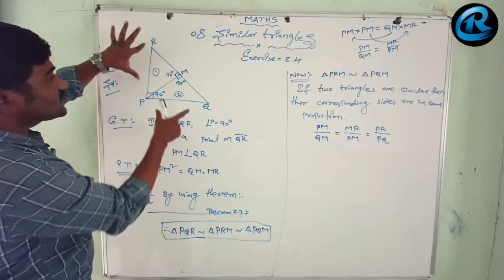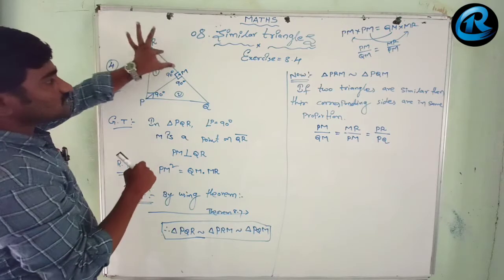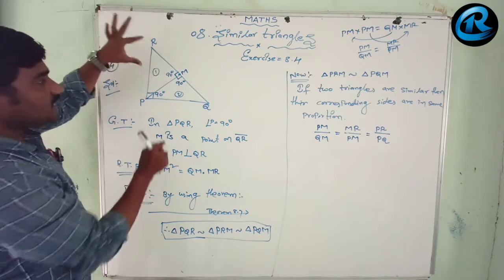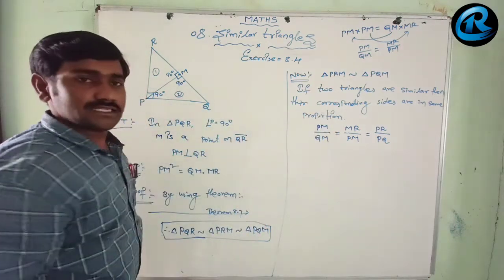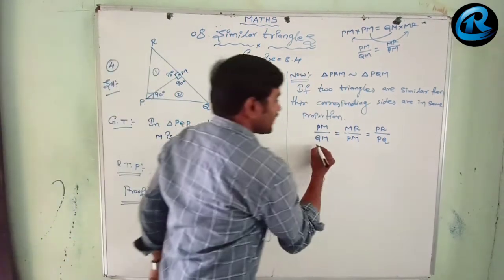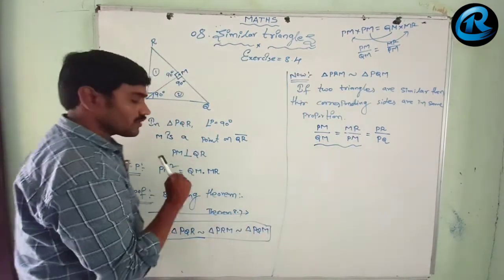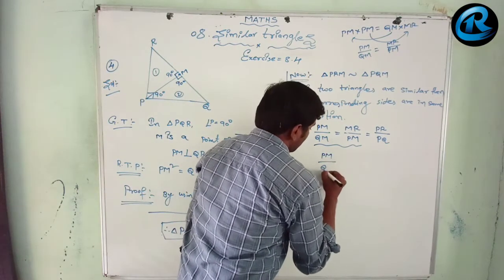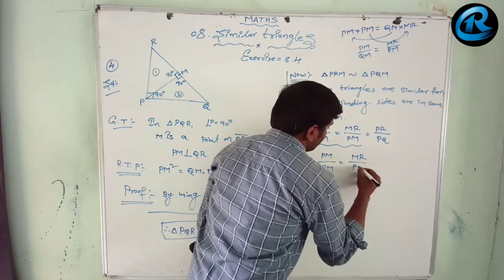Then the rest of two sides are PR by PQ. In this triangle these two sides are done, in this triangle these two sides are done. The remaining sides are PR by PQ. That is what I have written last. Very simple. From that I require only these two. These two we require to prove the RTP. So I write here PM by QM is equal to MR by PM.